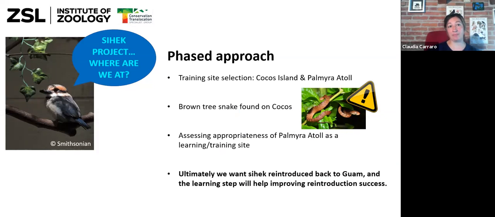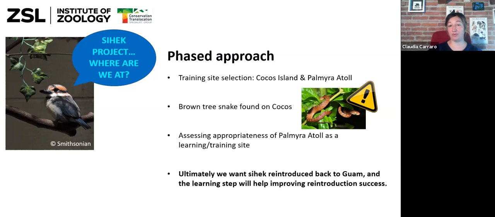I also want to give you an update on where we are at with the Sihek recovery project. We're taking a phased approach. First of all, the selection of the training sites. We have initially identified two sites, Cocos Island and Palmyra Atoll.